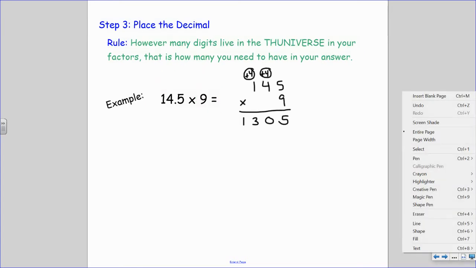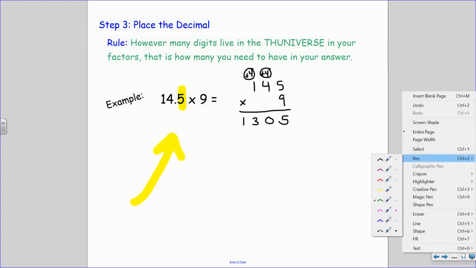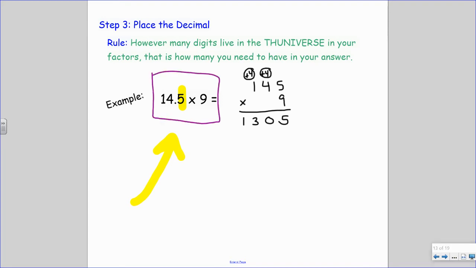Let's look ahead at this one. The first thing I need to do is figure out how many digits live in the decimal universe in my problem. The 1 does not, the 4 does not, but the 5 is in the 10th place. Don't be fooled. That 9 does not live in the decimal universe. It is simply a whole number. In the entire problem, I only have 1 digit that lives in the decimal universe, which means in my answer, which is these digits here, I need to put the decimal point in where there's only 1. And that will happen when I put it right here. The only digit in the decimal universe is the 5. That's the one that I need.